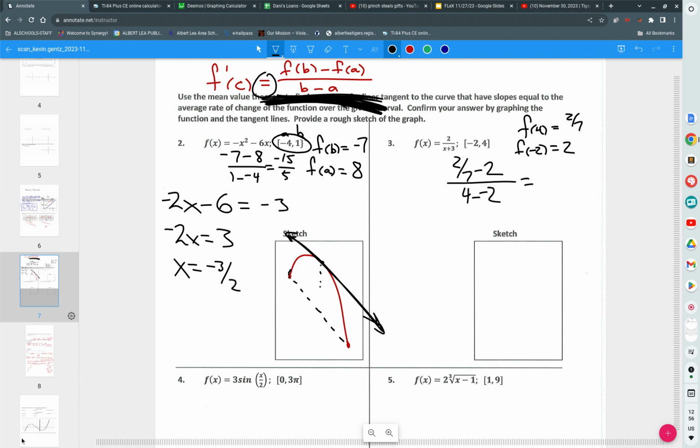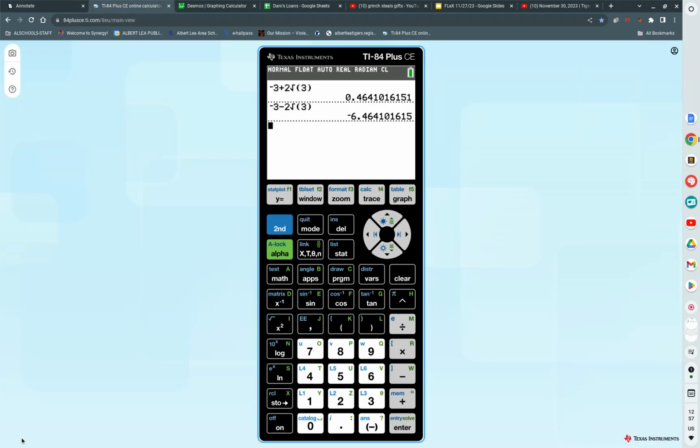Show you guys a little trick on your calculator. You ready? If you would like to use your calculator in this situation, in the top, I have parentheses, 2 divided by 7, minus 2, parentheses, divided by 6 in the denominator. Okay.